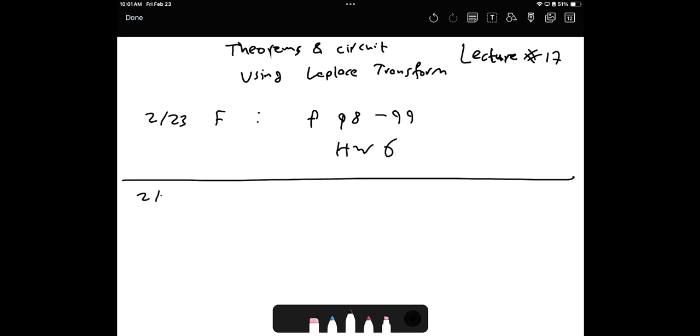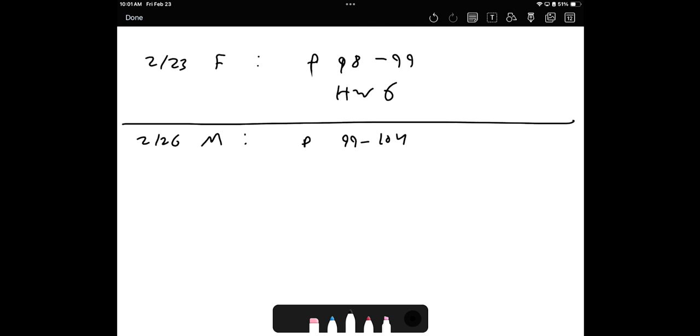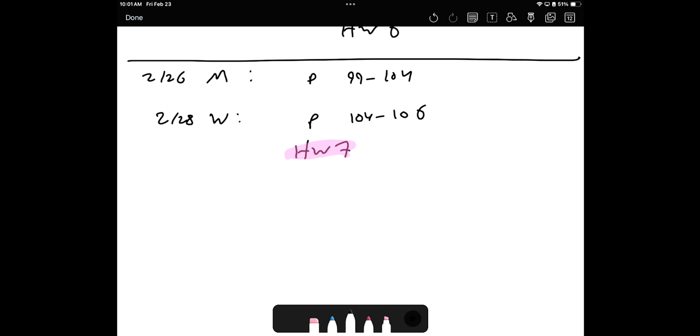Then next week, 26 on Monday, the readings are page 99 to 104. Then on Wednesday, 28, our readings will be page 104 to 106, and also it's the due date for homework number 7. You can go to Canvas and see the requirements for homework number 7. That Wednesday will be the last meeting before the spring break. Then you can enjoy the spring break, starting on Wednesday. So Friday, there will be no class.